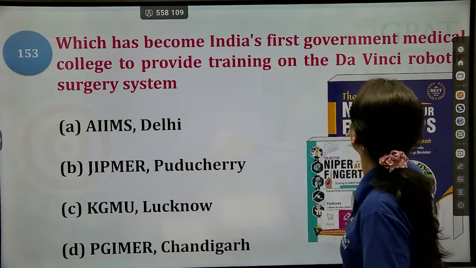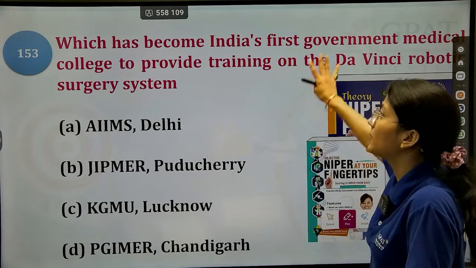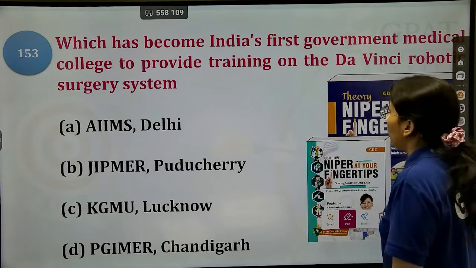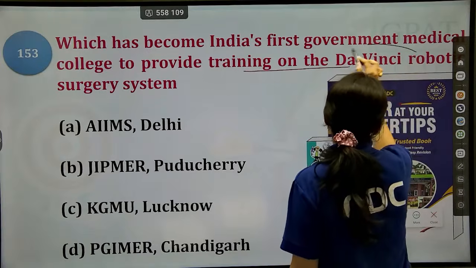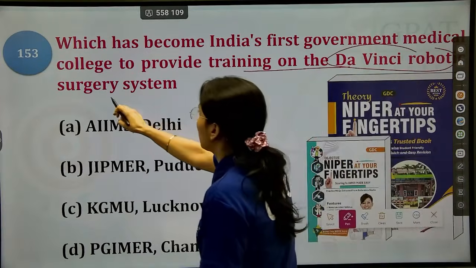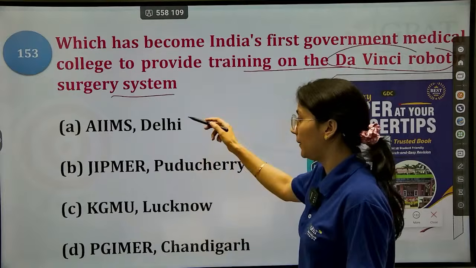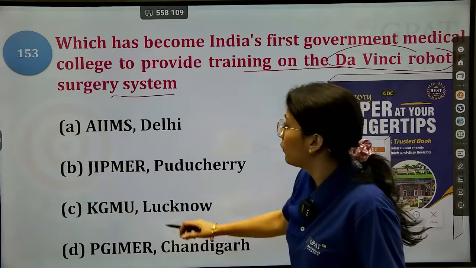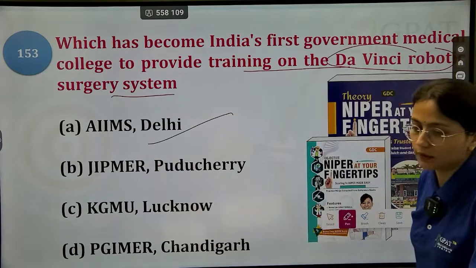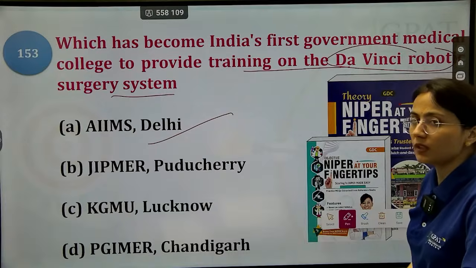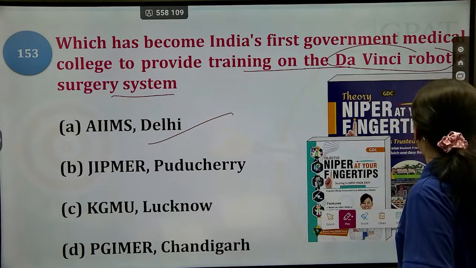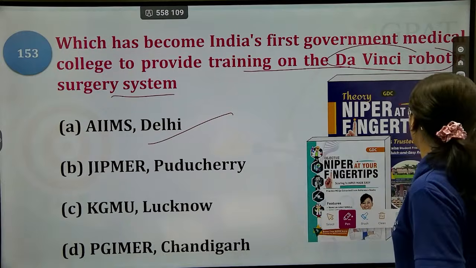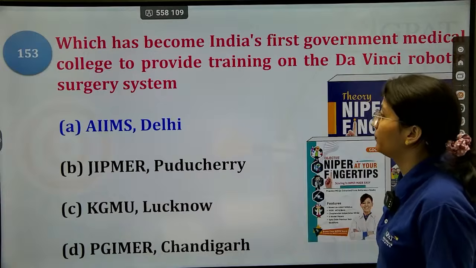Which has become India's first government medical college to provide training on the robotic surgery system? AIIMS Delhi, JIPMER, KGMU, PGIMER. So the correct answer is AIIMS Delhi. AIIMS Delhi becomes India's first government medical college to provide training on the robotic surgery system.